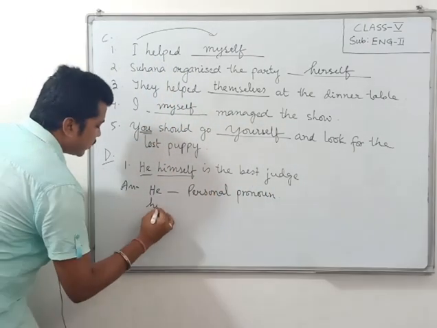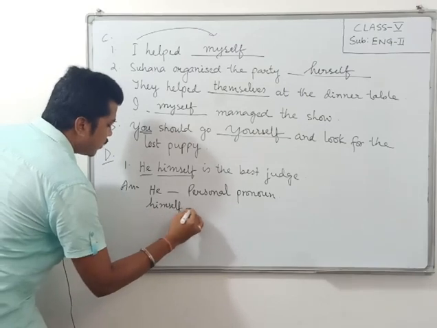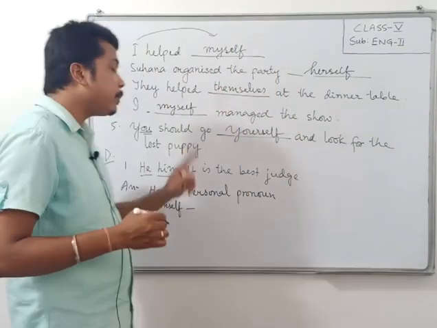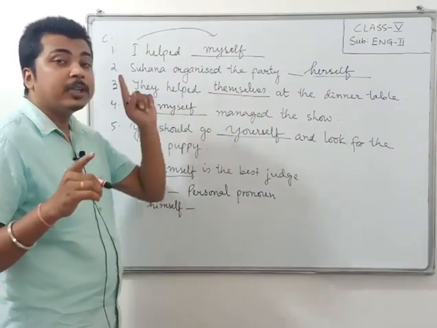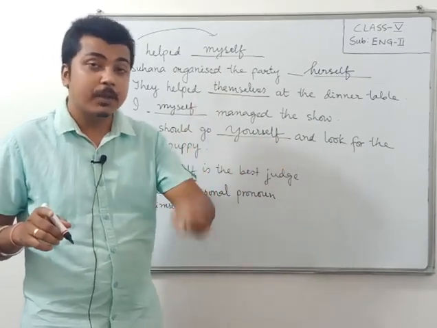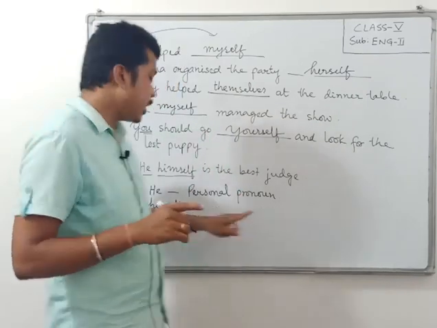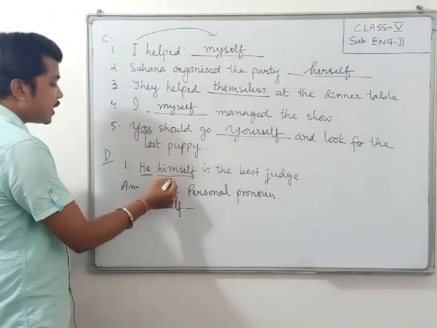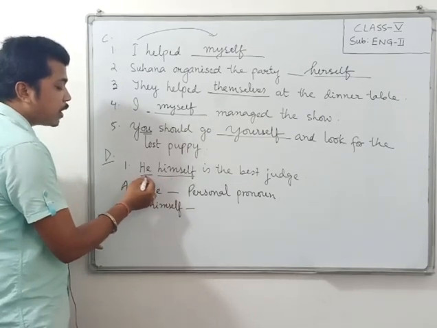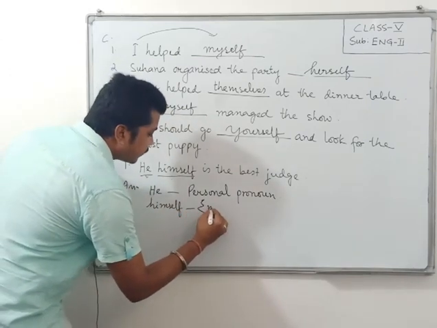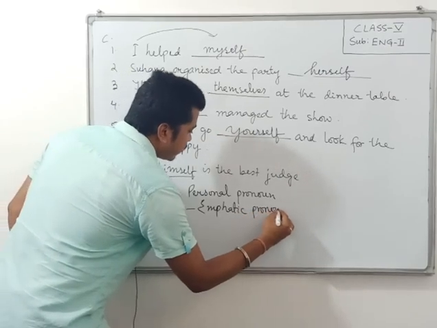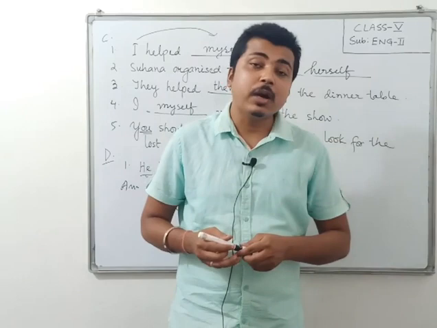Next, himself. Himself will be what pronoun, dear student? It can either be reflexive or emphatic. Now remember, when it will become reflexive and when it will become emphatic. When the pronoun is placed after a verb, it becomes reflexive, and when it is placed after a pronoun, it is emphatic. Now look here. Himself. This himself is placed after the pronoun. He is the pronoun here, and this self word is placed after the pronoun. It means it will be emphatic pronoun.